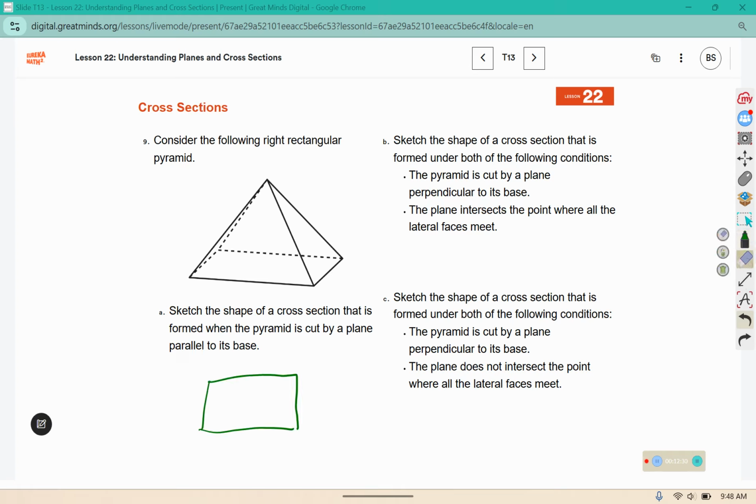B, sketch the shape of a cross-section that is formed under both the following conditions. The pyramid is cut by a plane perpendicular to the base and intersects the points where they all meet. So that's going to be through the middle, and it will create a triangle.